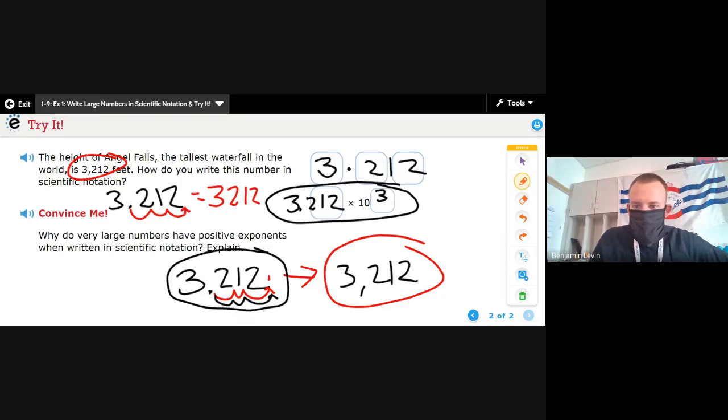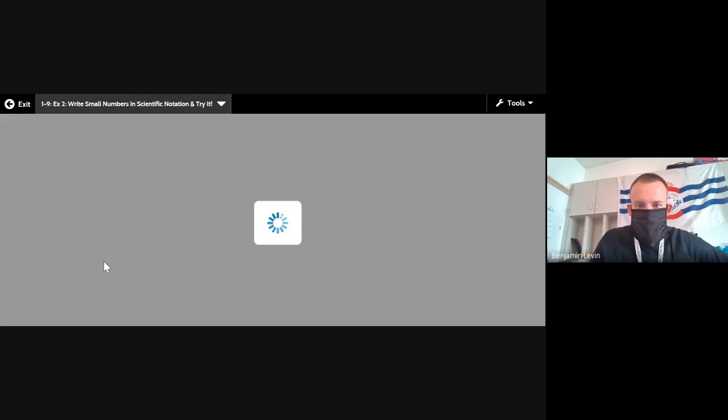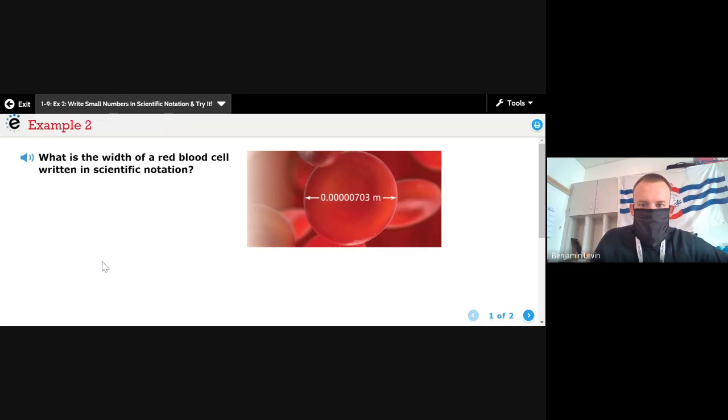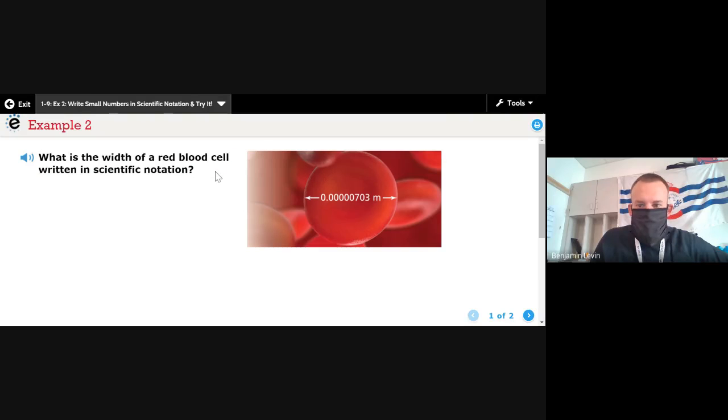All right, let's go on and try some other ones here. Let's do one with small numbers. What is the width of a red blood cell written in scientific notation? So I'm going to go to the whiteboard because it's not going to let me write on this. How many zeros are there? 1, 2, 3, 4, 5, and then 703.